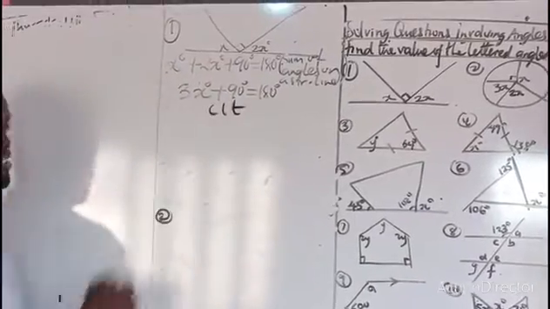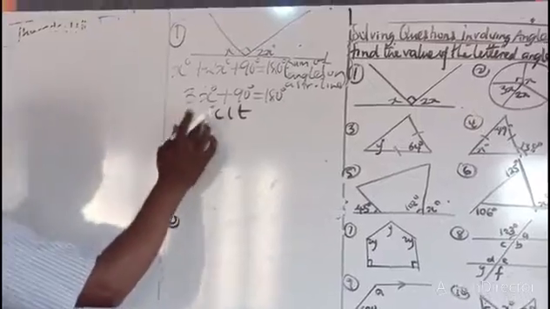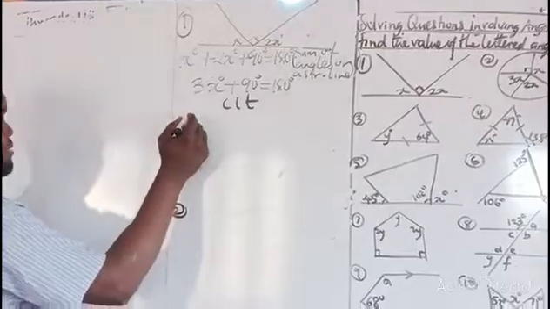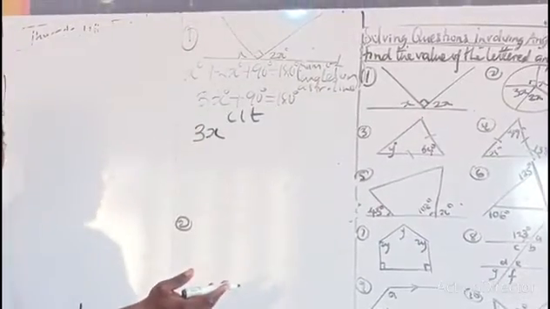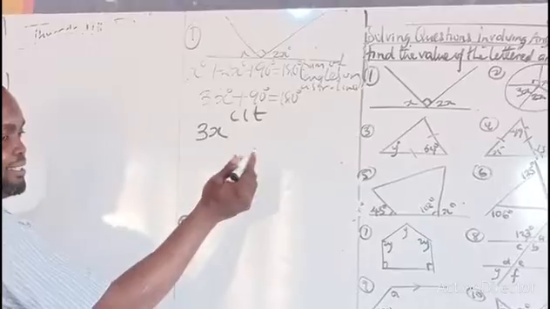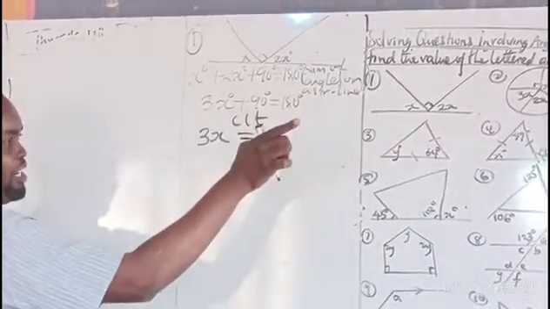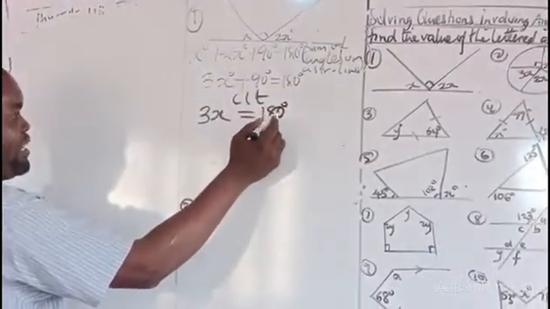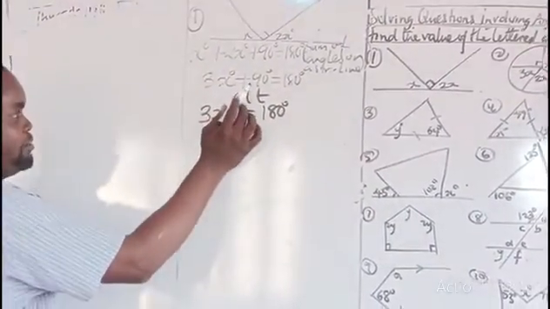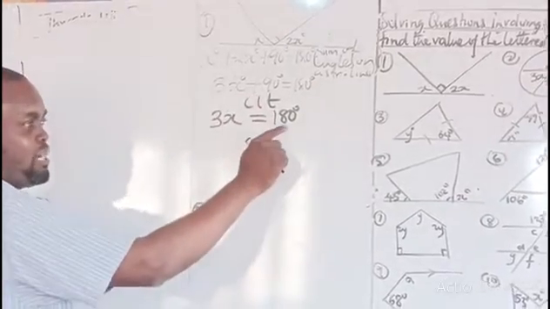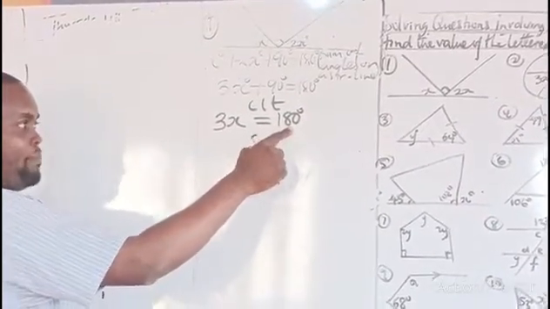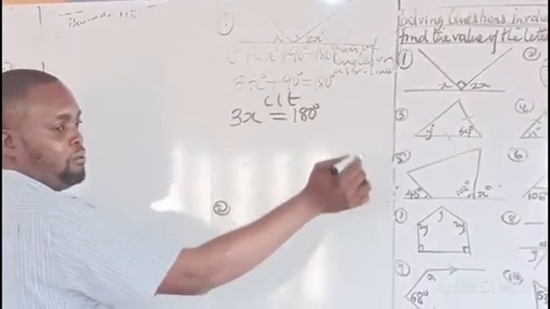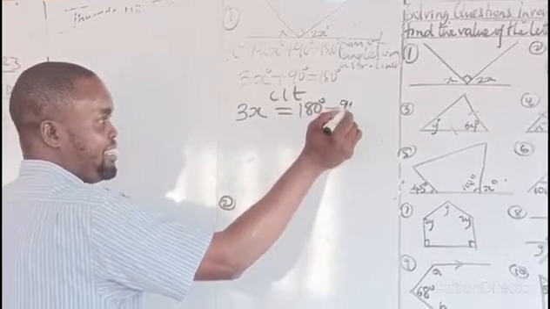Collect like terms. What are we collecting? We look at what are like. 3x: is there another one that has x here? No. I write my 3x. What do I write next? What's already on the other side? 180 degrees. So I write my 180 degrees. Is 90 degrees on the same side as 180 degrees? No. So that means 90 degrees is coming from the left, going to the right. If it was plus before, what will it become now? Minus. It becomes minus 90 degrees.